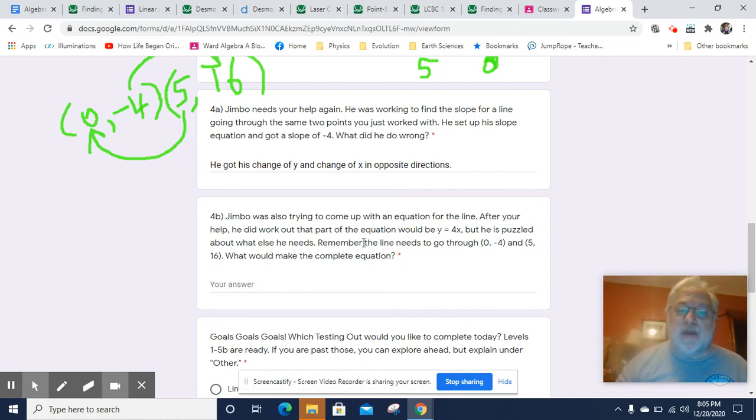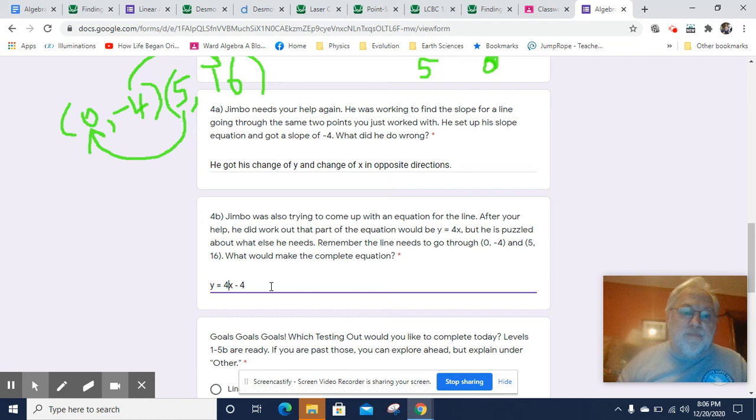The last thing I'm going to tell you about is the equation. He figured out that it's y equals 4x, but 4 times 0 does not equal -4, and 4 times 5 does not equal 16. It equals 20. 4 times 0 equals 0. So we need to come up with something to add or subtract to 4x. Well, 4 times 0 is 0. What do I do to get to -4? I would subtract 4. Let's test that for the other point. 5 times 4 is 20, minus 4 is definitely 16. So there was our line equation.